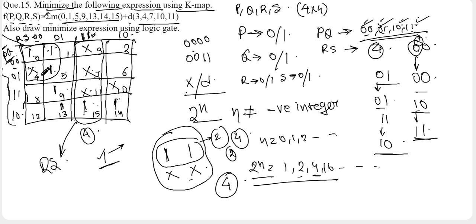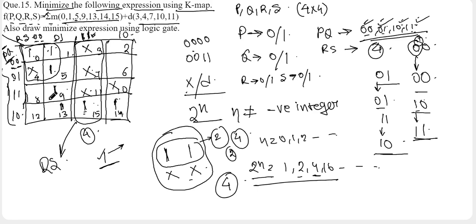For this group we can see the value of q is only changing from 0 to 1 but the value of p is fixed at 0. Okay, and similarly in this case the value of r is fixed as 0 but the value of s is changing from 0 to 1, right?